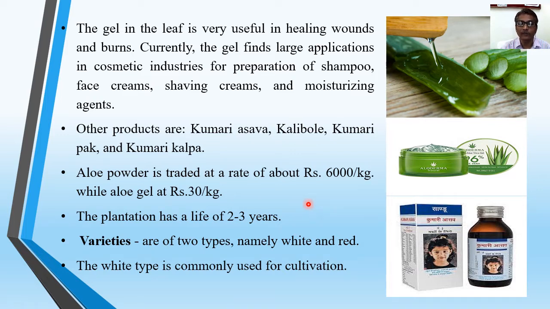Basically, two types of varieties are there, the white one and the red one. The white type is commonly used for cultivation. See, this is the fleshy type of leaf containing such sticky gel, and this is the gel product, and this is the pharmaceutical product, that is the Kumari Asav, which is generally used against the enlargement of the spleen, liver and so many things.